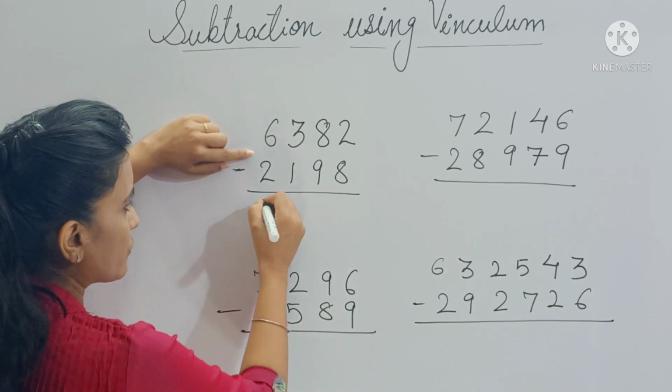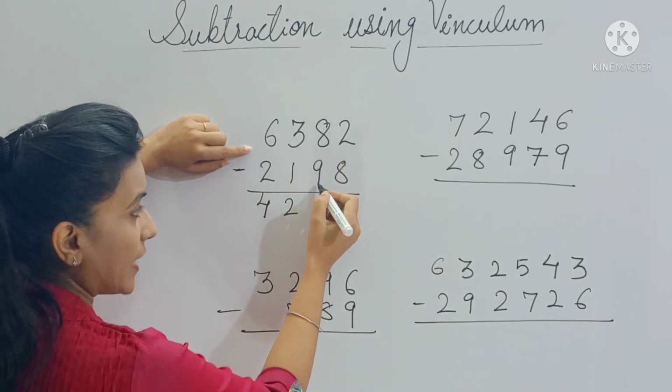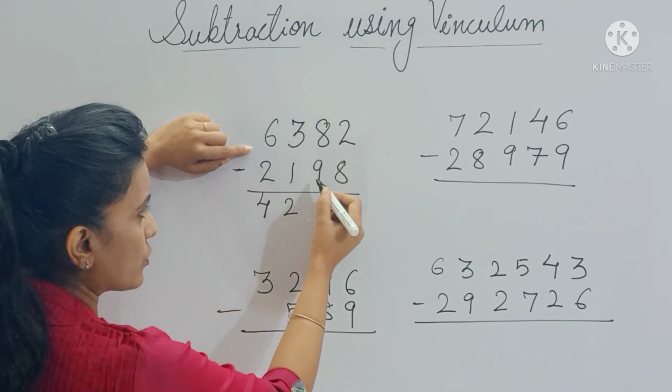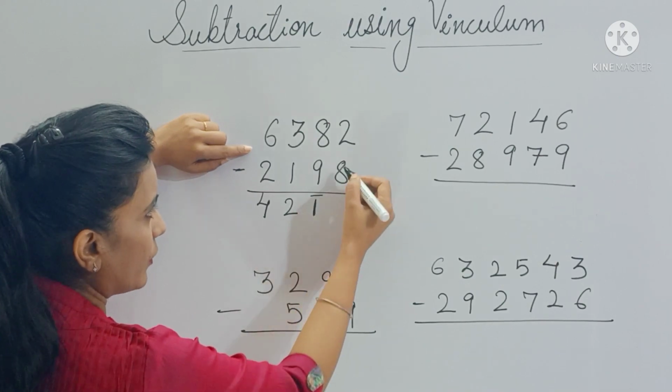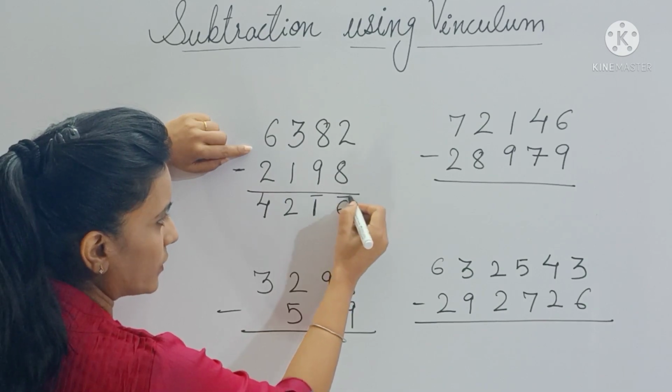6 minus 2 is 4. 3 minus 1 is 2. 8 minus 9 is not possible. So do reverse subtraction and put the bar. So 9 minus 8 is 1 and you have to put the bar. Now here also subtraction is not possible.